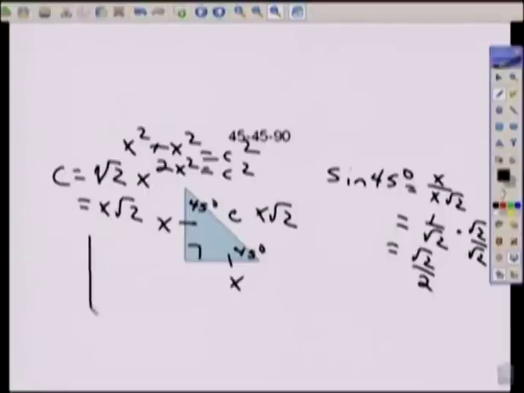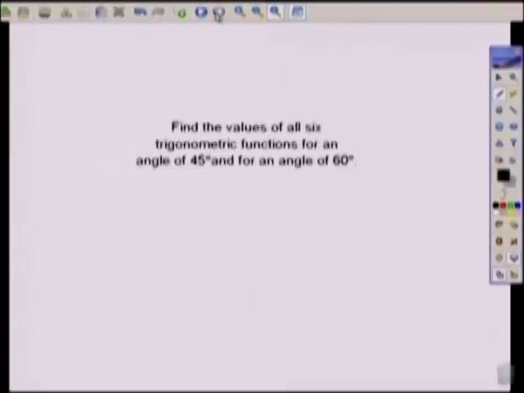So just as a quick note here, the simplified ratio of a 45, 45, 90 is that our two legs are the same and the hypotenuse is square root of 2 times larger than either of our two legs. So for our last concept today, take a moment here and find the values of all 6 trig functions for an angle of 45 degrees and for an angle of 60. Pause it if you'd like, but I'll go ahead and write those out here.